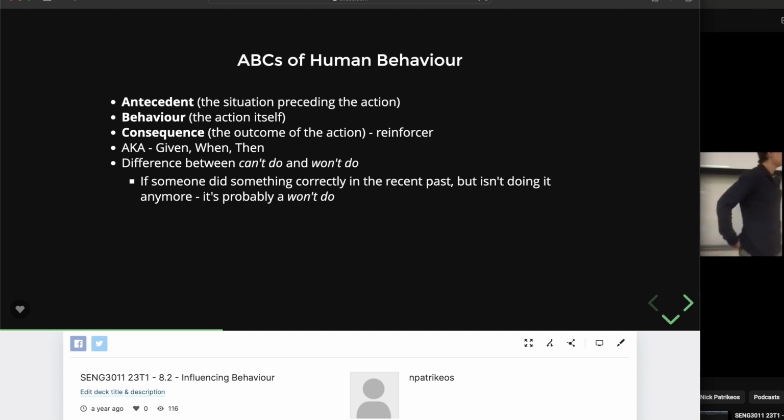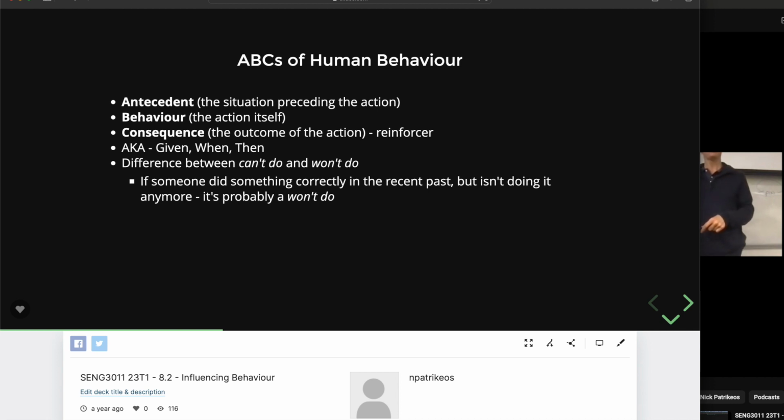Now, I've been alluding to this already, but human behavior you can think of as essentially given, when, then, right? There's an antecedent, a situation which precedes an action. There's a behavior, which is the action itself. And then there's a consequence, which is the outcome of the action. And that will be a reinforcer. Now, that might be a positive reinforcer, or it might be a punisher.